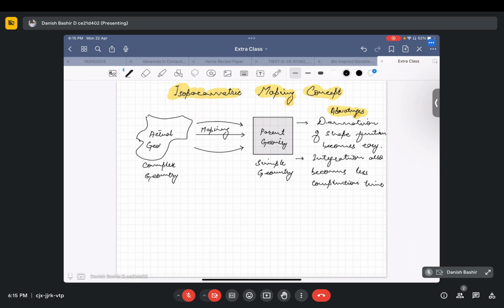It is more relevant when we are dealing with 2D problems, when we have a 2D domain. But for the time being, we will limit ourselves to 1D problems.